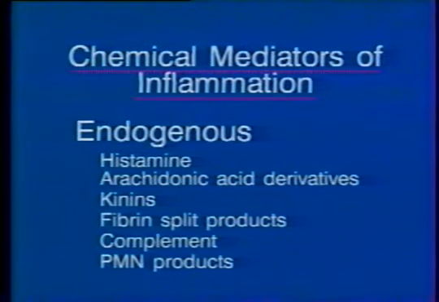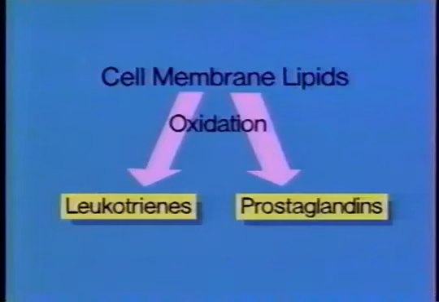Histamine, which is derived from mast cells, is the most important vasoactive amine. It rapidly causes vasodilation and increased vasopermeability, but it has a short half-life. Two other important mediators of inflammation are derived from cell membrane lipids by oxidation. These are leukotrienes and prostaglandins.